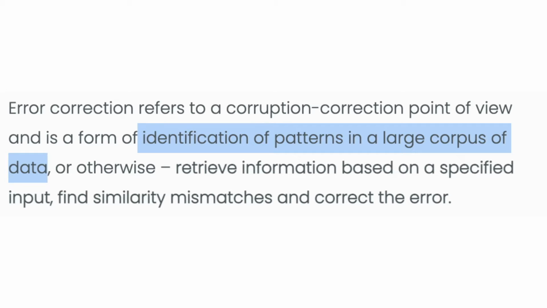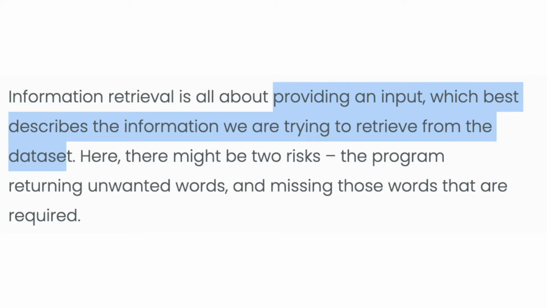So error correction is a form of identification of patterns in a large corpus of data, or otherwise retrieving information based on a specified input, finding similarity mismatches, or correcting the error. Now, information retrieval is about providing an input which describes the information we are trying to retrieve from the dataset. There might be two risks with that. The problem might be returning unwanted words, and it might also miss the words that are required. The similarity problem in string matching is understanding how approximate two strings are, so how alike they are.